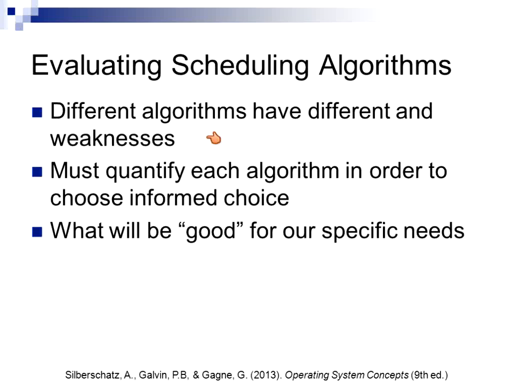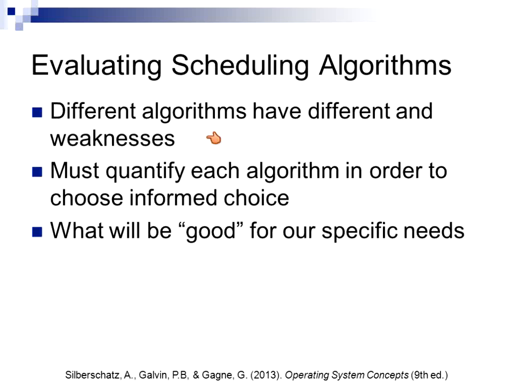What we have to do is quantify each algorithm in order to make an informed choice. What's going to be good on our system? And it varies by system. How is the system going to be used? But the important thing here is, how do we actually quantify it?